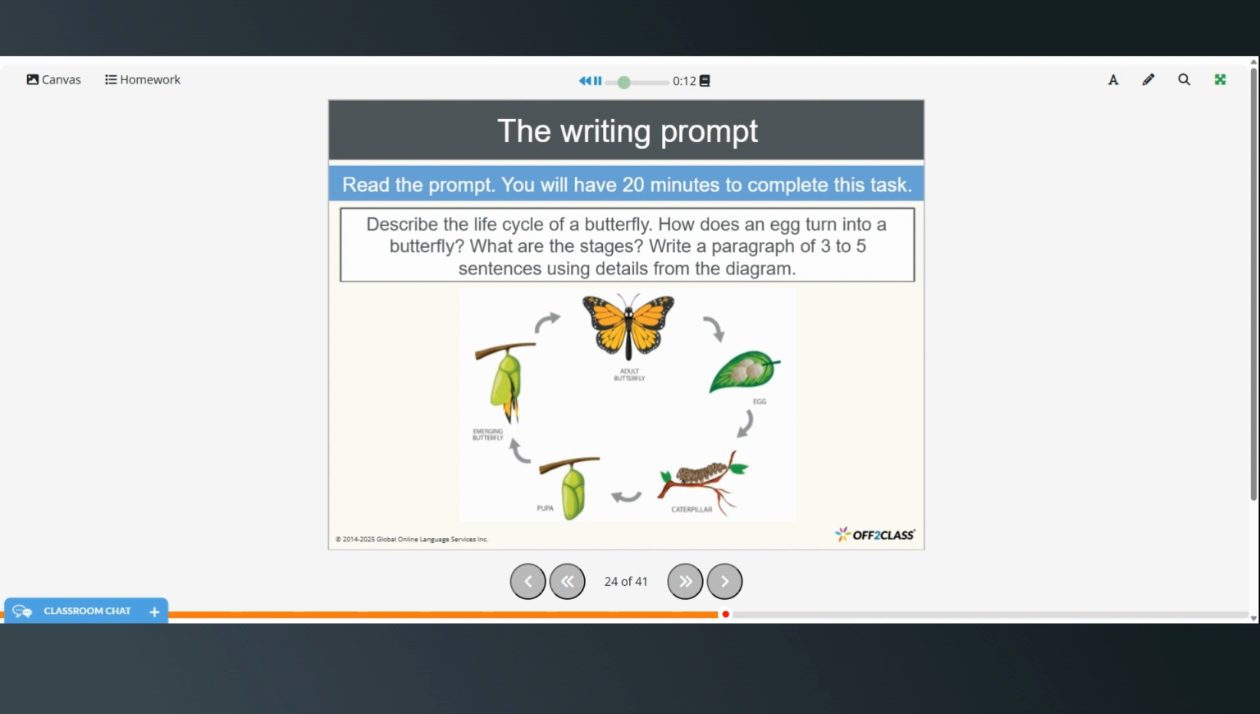Describe the life cycle of a butterfly. How does an egg turn into a butterfly? What are the stages? Write a paragraph of 3 to 5 sentences using details from the diagram.